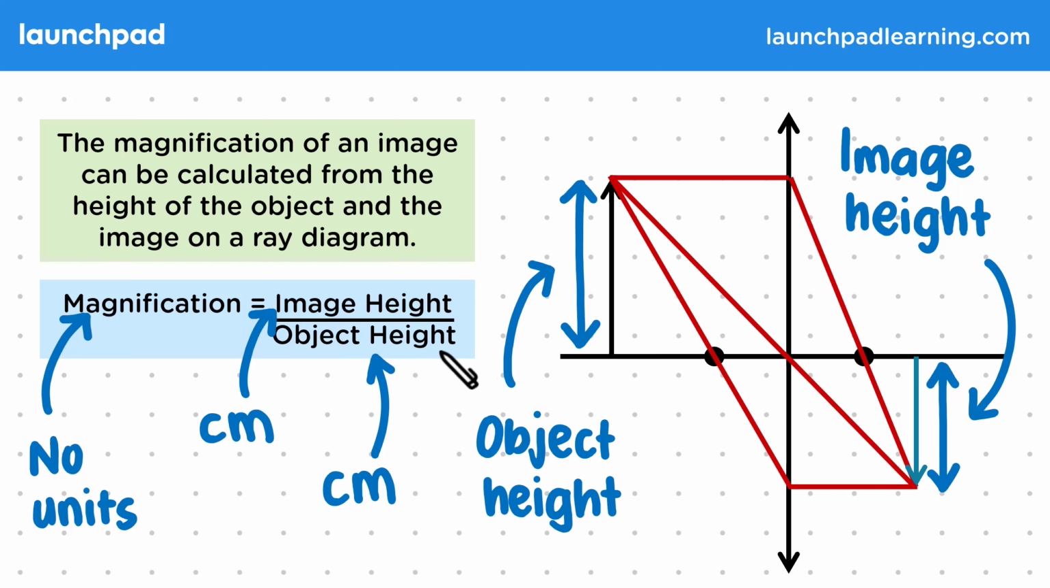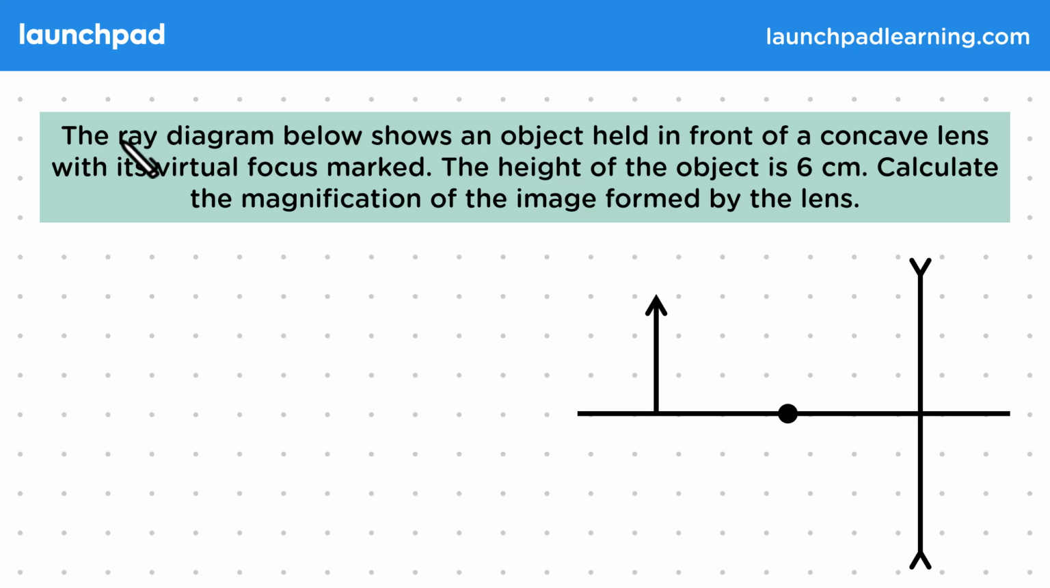This looks like quite a simple formula to use, but there can be some tricky questions you have to apply it to. Let's take a look at an example of one now. The ray diagram below shows an object held in front of a concave lens, with its virtual focus marked. The height of the object is 6 centimeters. Calculate the magnification of the image formed by the lens.